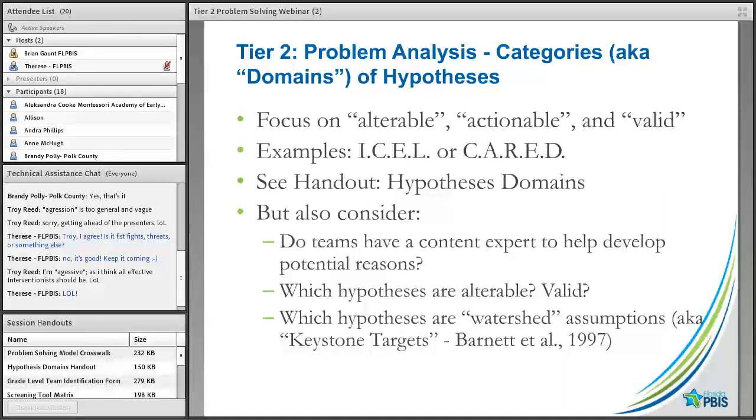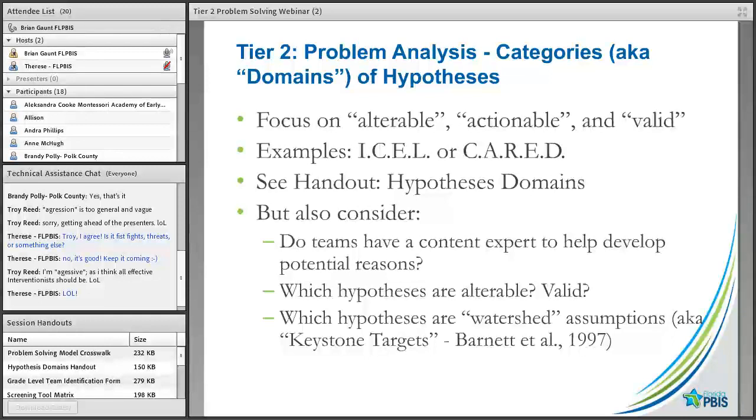These acronyms of ISIL or CARED, for example, if you're familiar with a lot of the trainings from our colleagues on the RTI project, and or who have familiarity with the GTIPS document that I referenced earlier, they provide that ISIL framework, which stands for Instruction, Curriculum, Environment, Learner. Four basic domains that a team might think about where the reasons for a problem exists.